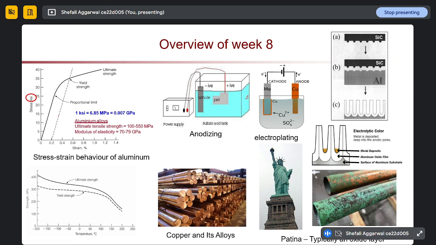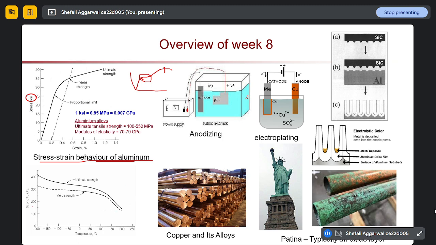The next thing about aluminum is how its stress strain behavior looks. If you remember steel, at this point you will get yield strength, and at this point you will get ultimate strength. However, in case of aluminum, your stress strain curve will always go straight. You don't have this plasticity range area. You will have directly the proportional limit, yield strength, and ultimate strength. So this is how an aluminum alloy stress strain curve looks like.